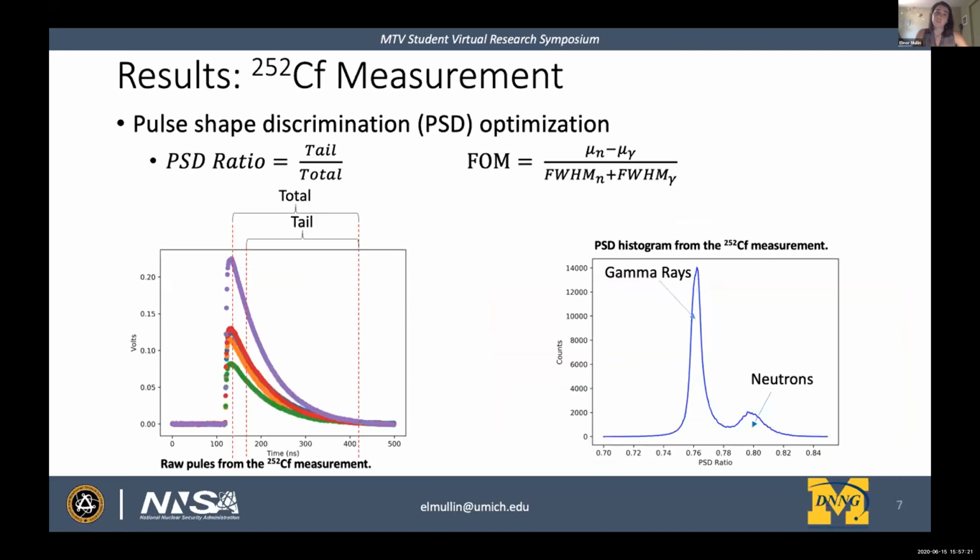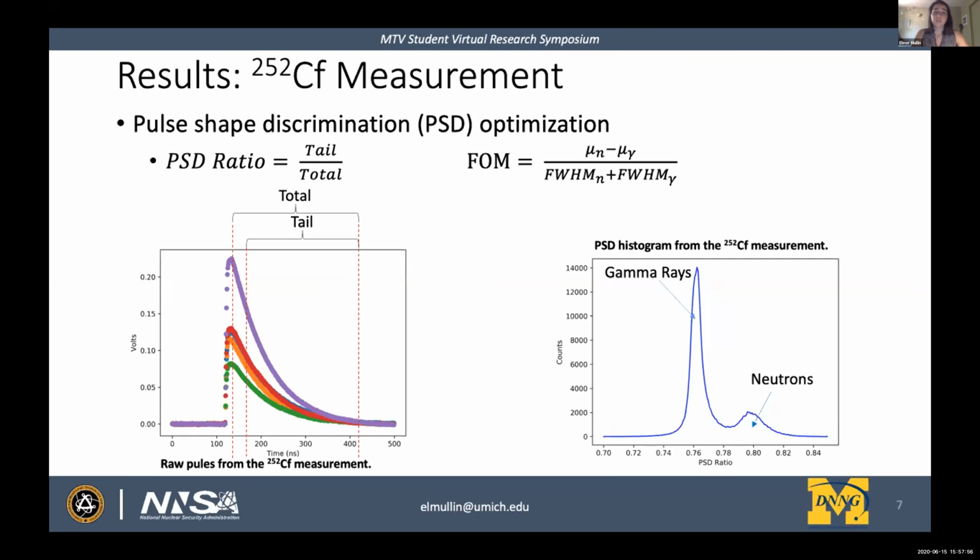So first I'll present the results from our californium-252 measurement, which, like I said before, we did to perform PSD optimization. Pulse shape discrimination utilizes the difference in pulse shapes from the neutrons and gamma rays that interact in our Stovene cubes. We take a tail integration region and a total integration region shown in the bottom left plot, which just shows the raw pulses from one of our californium-252 measurements. And you can see the tail and total regions of the pulse marked on the plot.